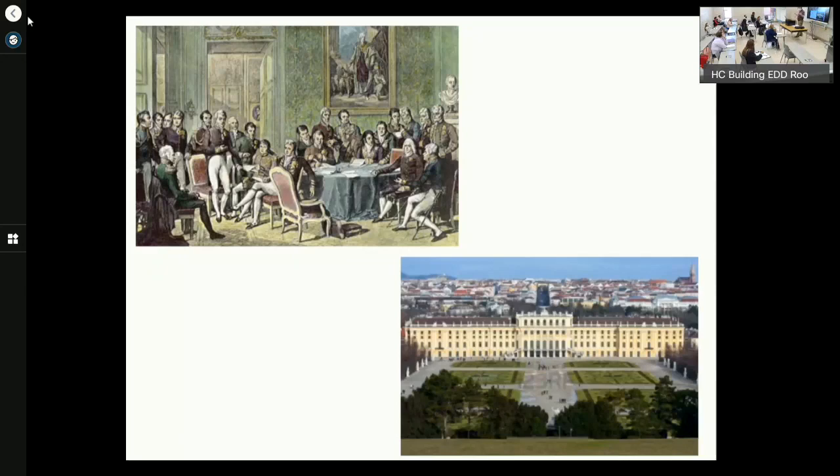How do we prevent another Napoleon? How do we make sure that this sort of thing doesn't happen again? You know, how can we not only redraw the map of Europe in a way that would be just and fair, but would also ensure that Europe would remain stable?